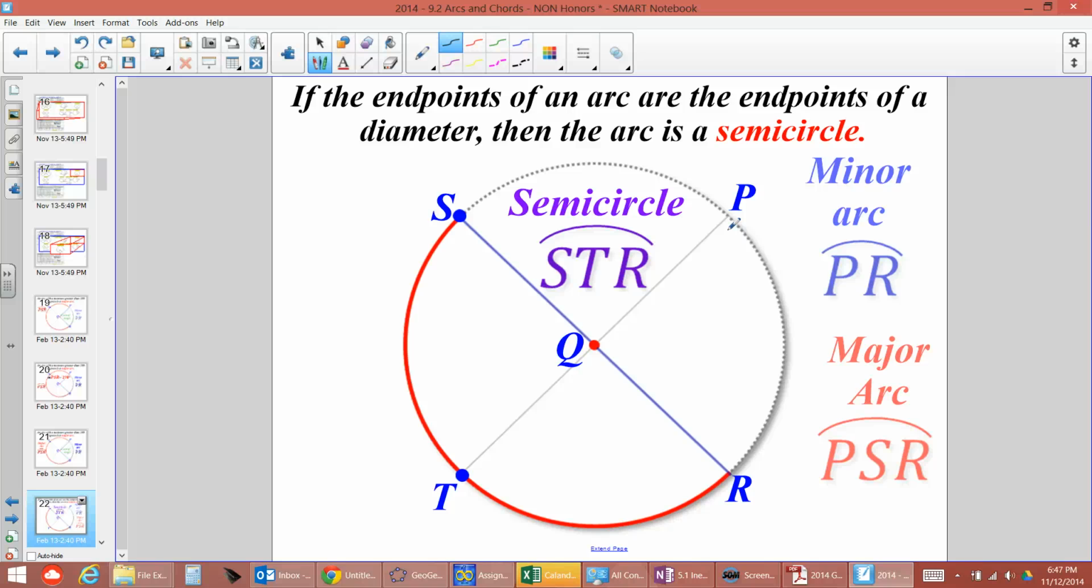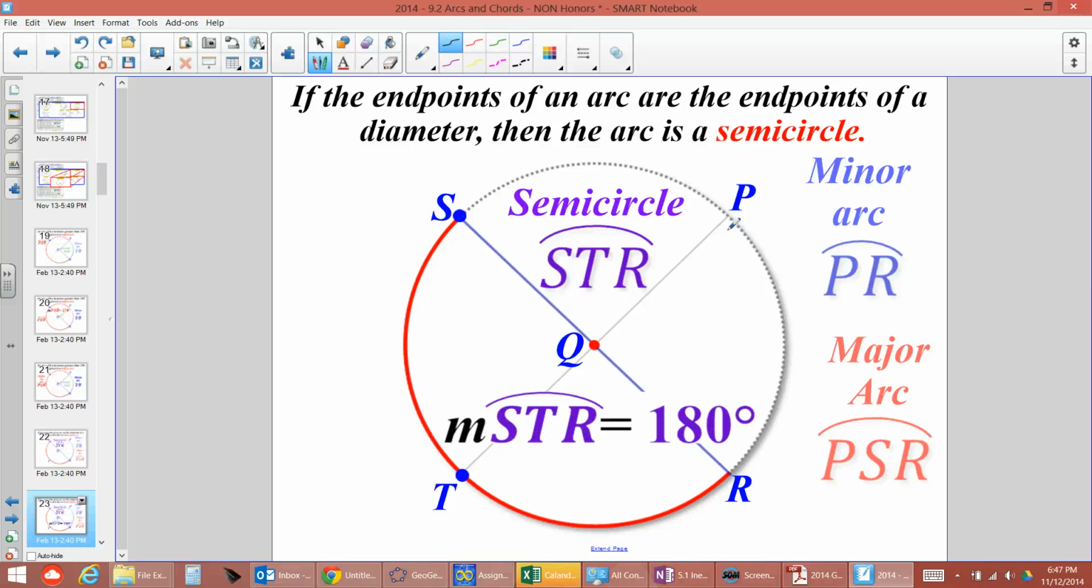Now, if I have a special kind where it's not bigger than or less than, it's exactly half of a circle, we call it a semicircle. And I'm pretty sure you're familiar with that. Semicircles measure 180 degrees because it's half of a circle.